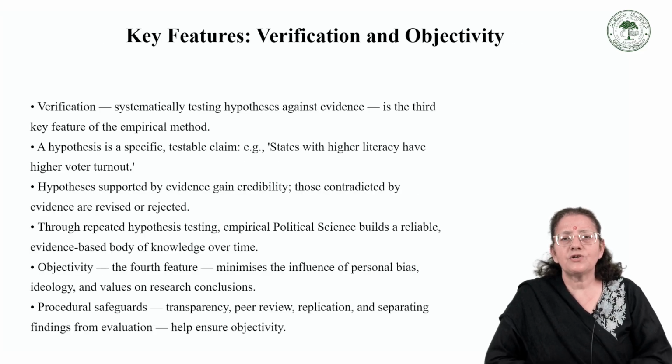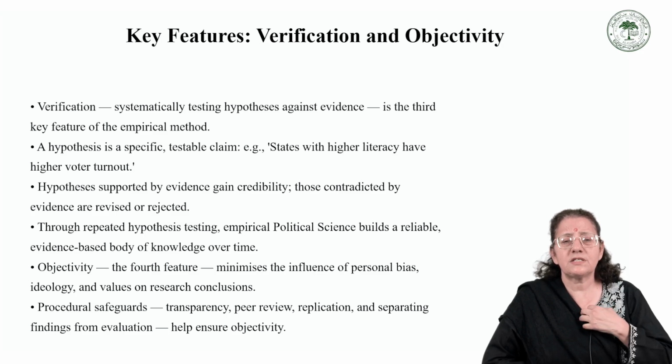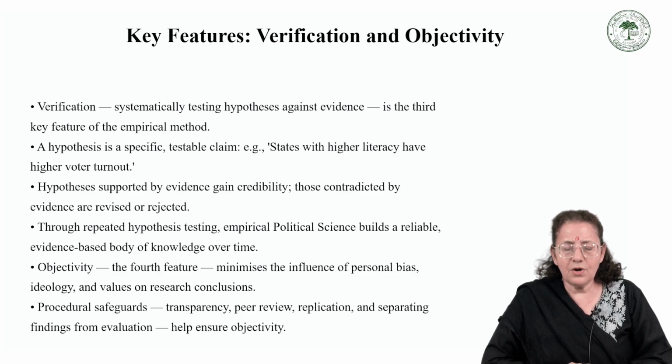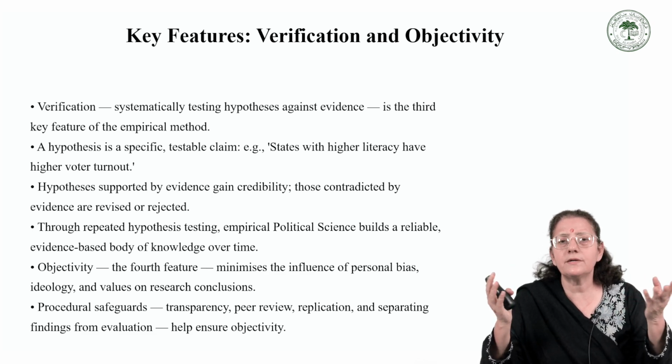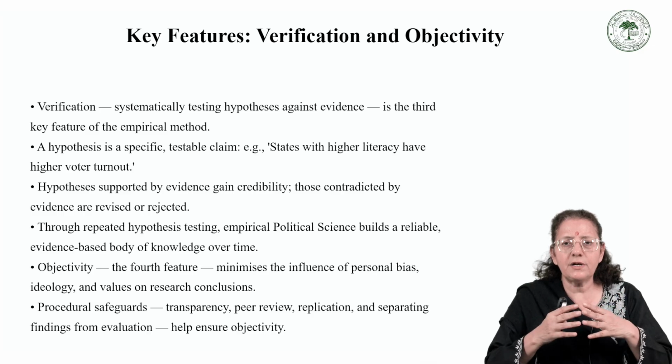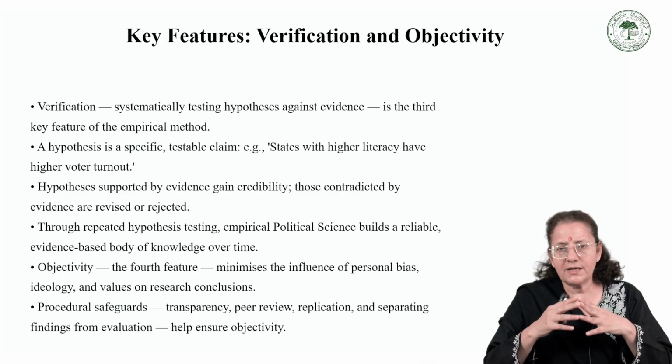The third key feature of the empirical method is verification, the systematic testing of claims and hypotheses against evidence. In empirical political science, a researcher does not simply assert that a particular relationship exists between two political variables. They design a research procedure to test whether the relationship actually holds when examined against real world data. Verification proceeds through hypothesis testing.